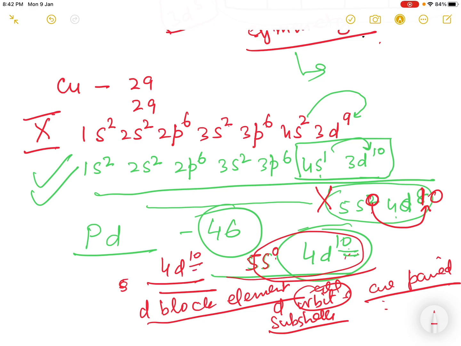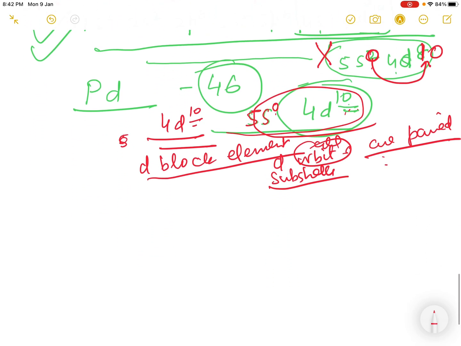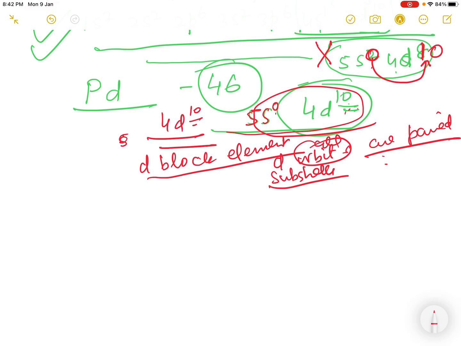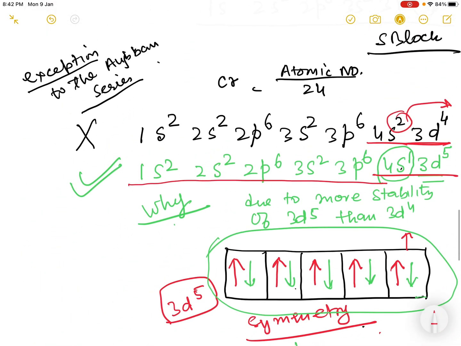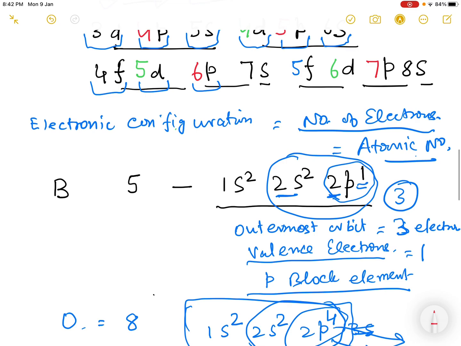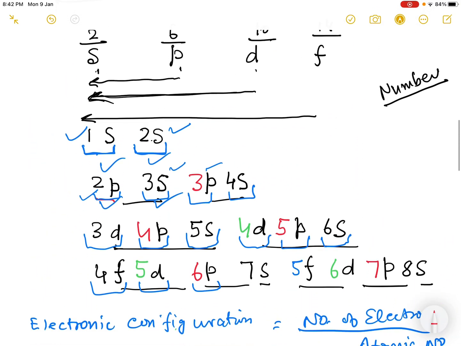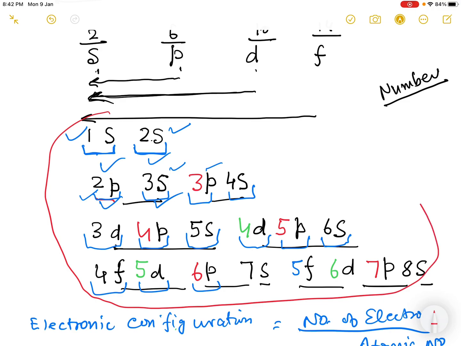So this is the way electronic configurations are calculated and determined, and most of the other elements can be arranged in electronic configuration in this series as per their atomic number.